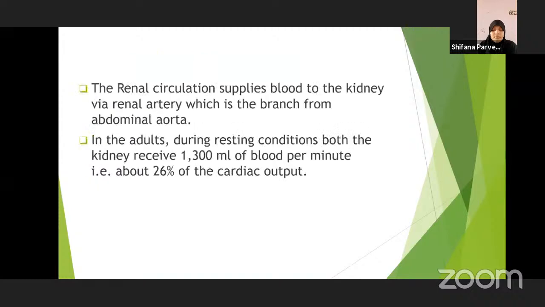The renal circulation supplies blood to the kidney through the renal artery, which is a branch from the abdominal aorta. In adults, during resting conditions, both kidneys receive 1300 ml of blood per minute, which is about 26% of the cardiac output.